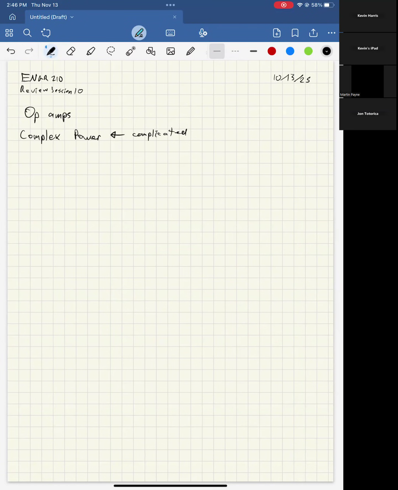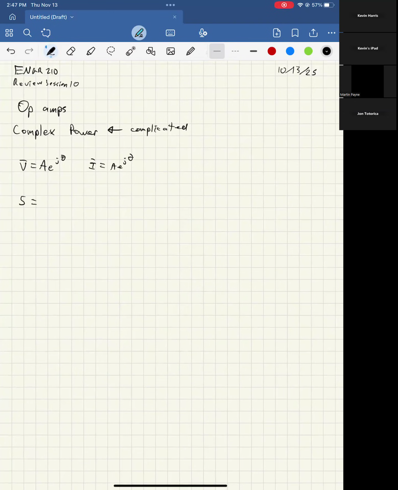So basically, I'll give my best attempt to go over complex power. Just like how when we go into the frequency domain, we represent voltages as phasors and we represent currents as phasors, right? Similarly, we have what is called complex power, which we represent with S. And we represent this, again, in a phasor form. So this is the phasor form.